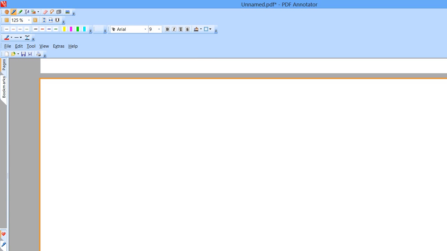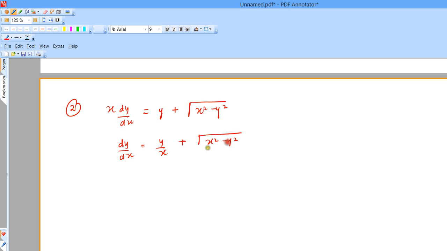Okay, next, second example. Here we have x dy over dx equal to y plus the square root of x squared minus y squared. So first step, we want to write it in standard form. Since on the left hand side we have x times dy over dx, we need to divide all terms by x. So we get dy over dx equal to y over x plus the square root of x squared minus y squared, over x.